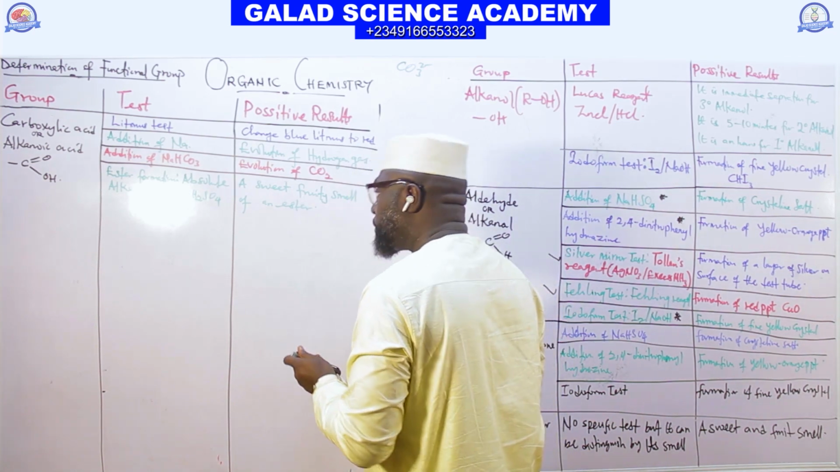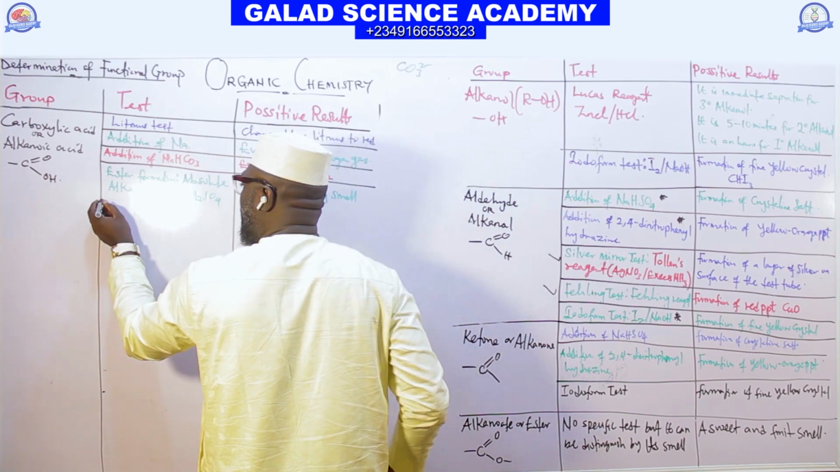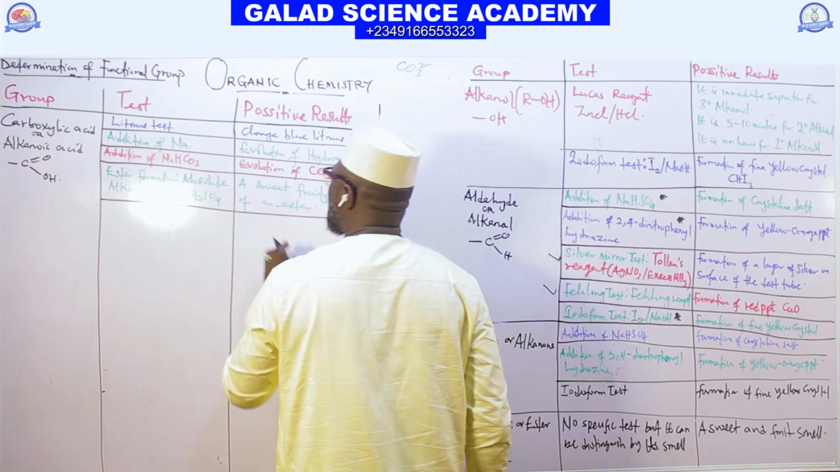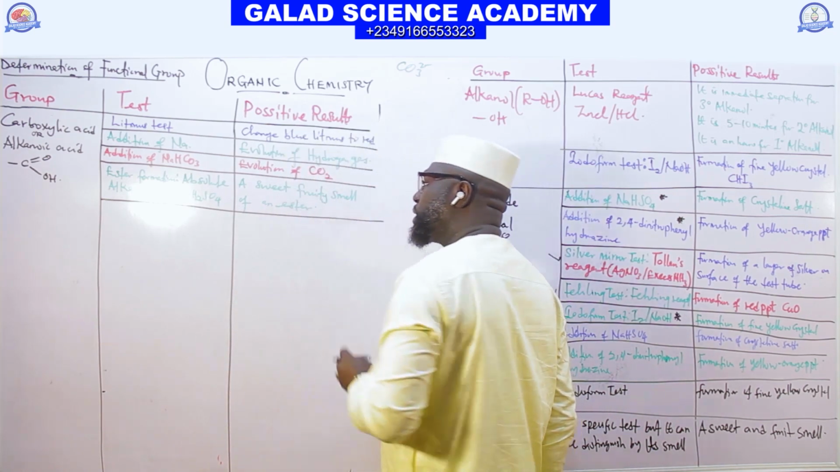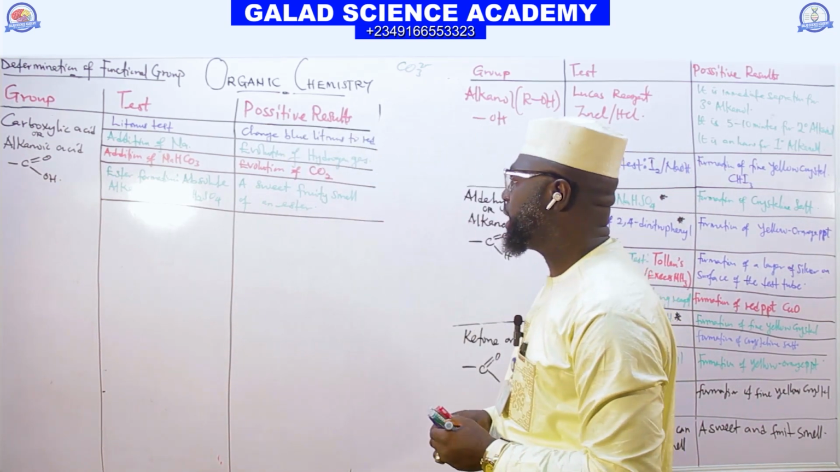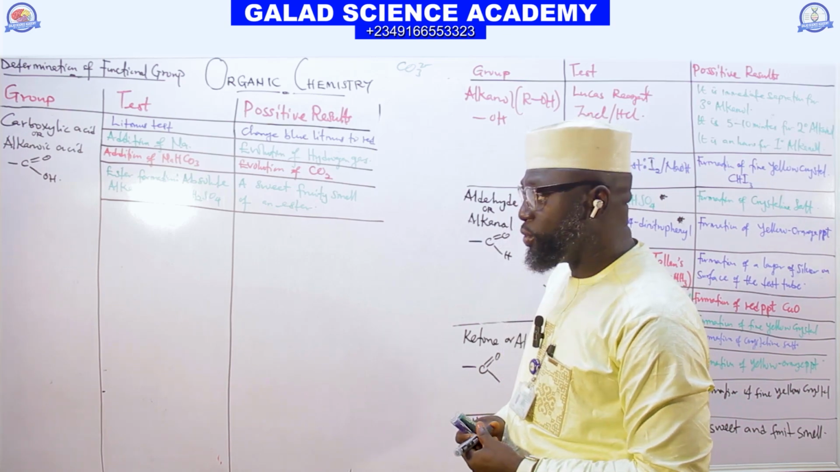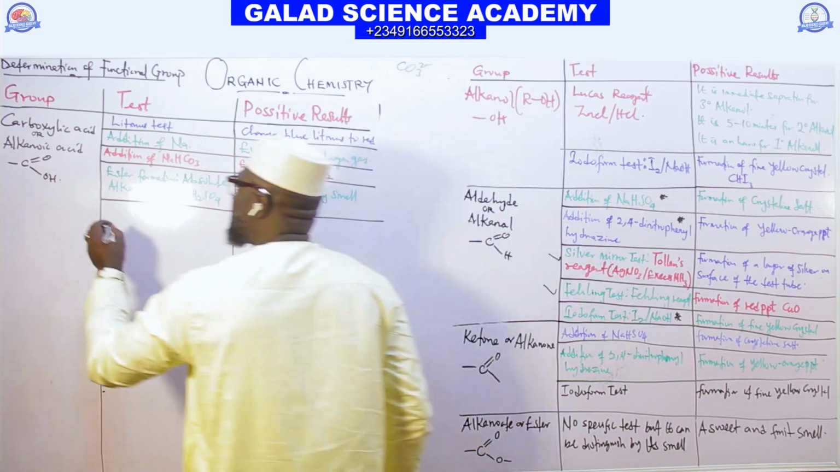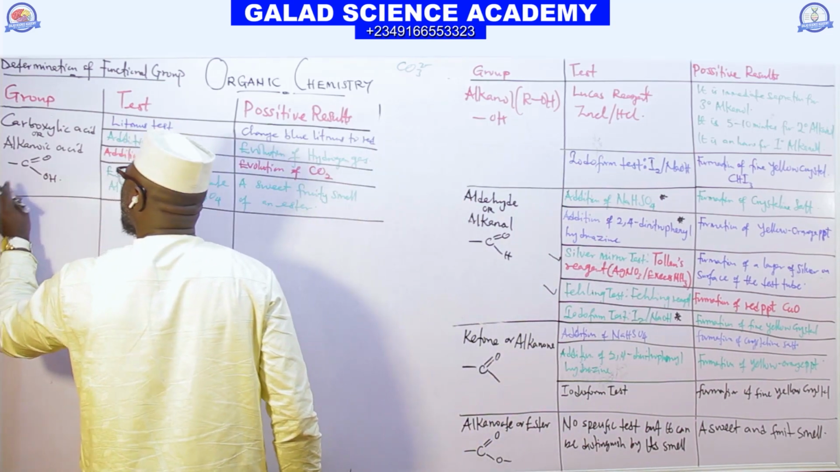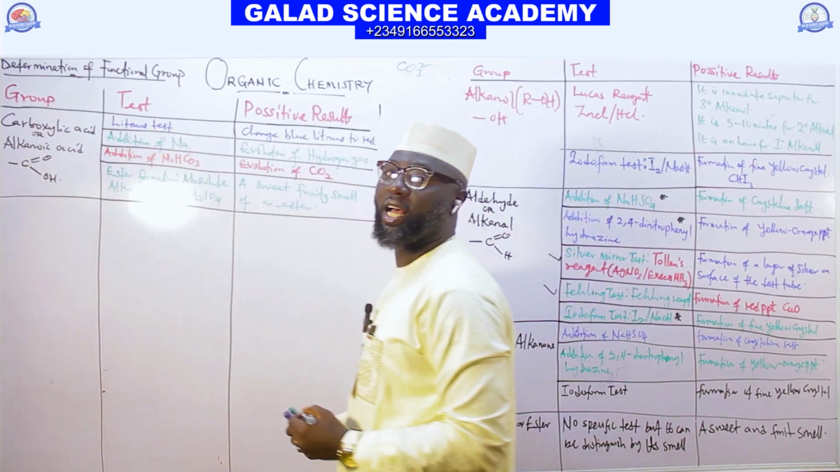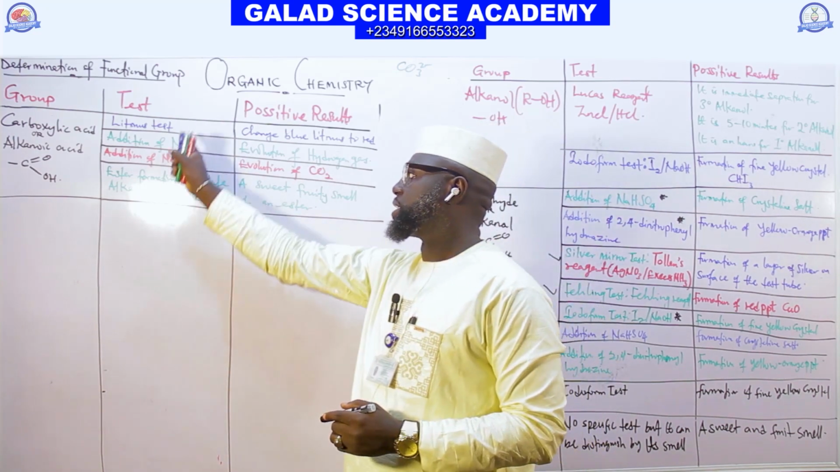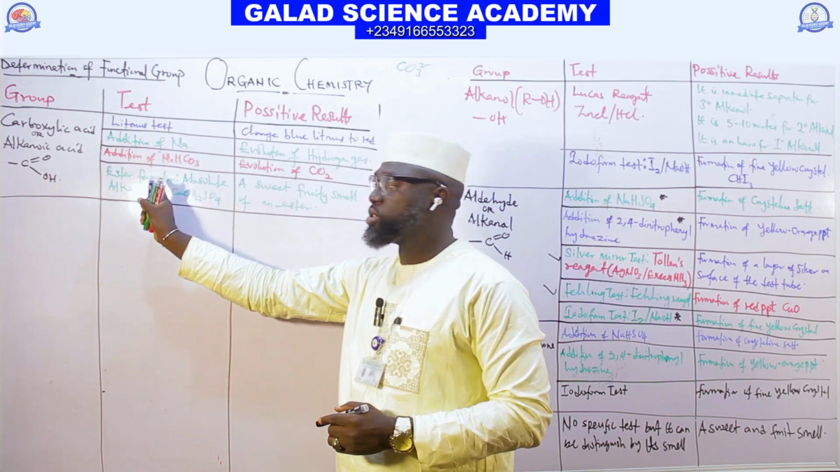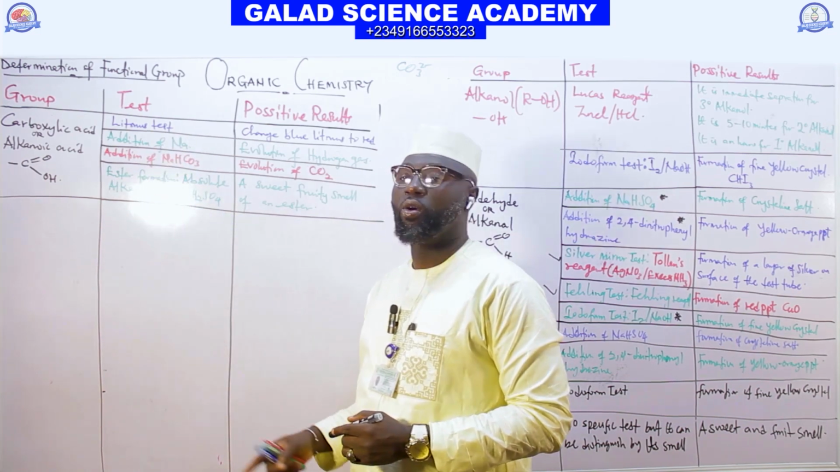So when alkanol reacts with carboxylic acid in the presence of H2SO4, there will be a sweet fruity smell of an ester. That is all about the tests for carboxylic acid: litmus test, addition of sodium metal, carbonate salt, and alkanol.